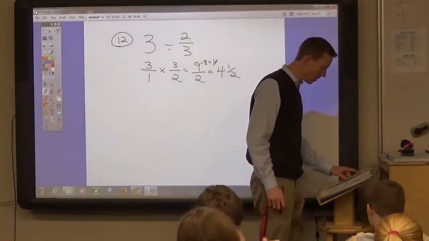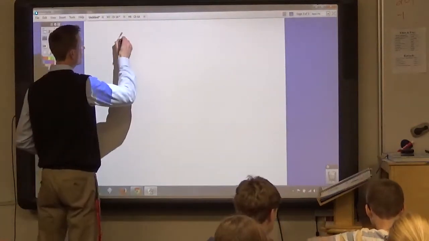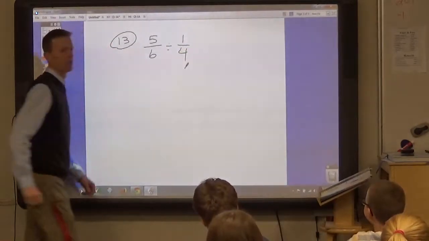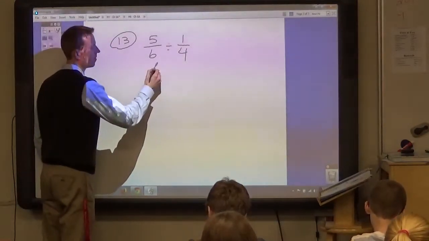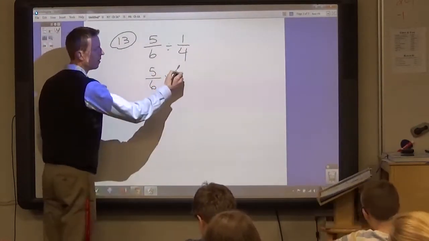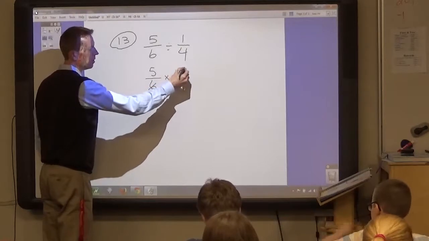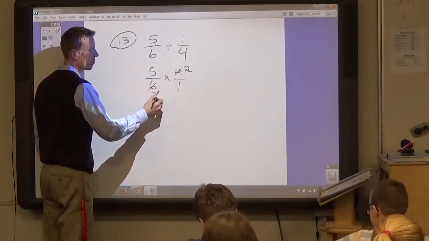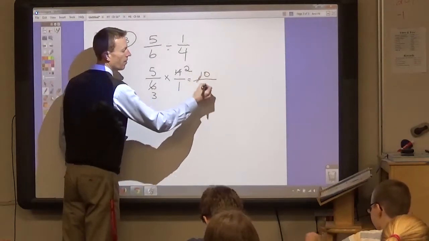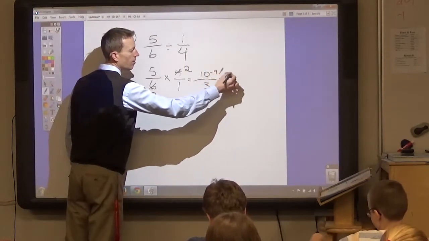Number 13. 5/6 divided by 1/4. Rewrite it as 5/6. This one stays the same. Times 4 over 1. Reduce 6 and 4 to 2 and 3. And multiply? 10 thirds. Or 3 1/3.